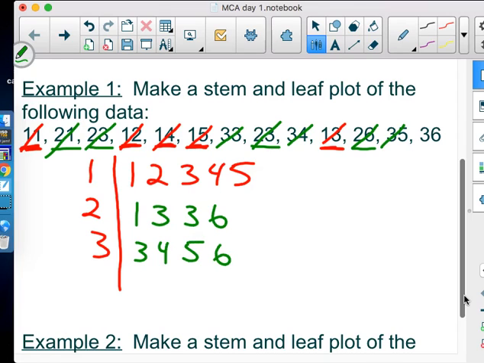3, 4, 5, 6. And then because sometimes I miss one, just because there's lots of them, I will always count and make sure I have them all. 1, 2, 3, 4, 5, 6, 7, 8, 9, 10, 11, 12, 13.